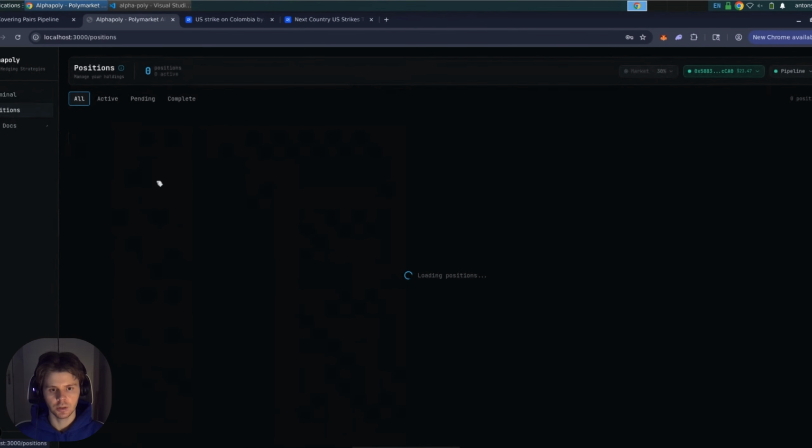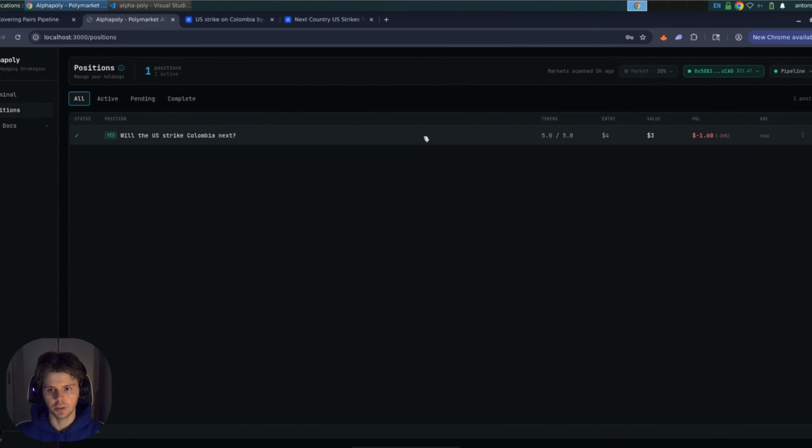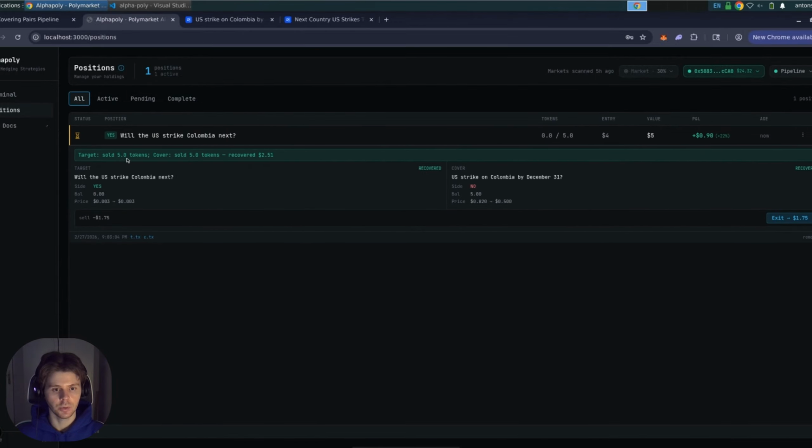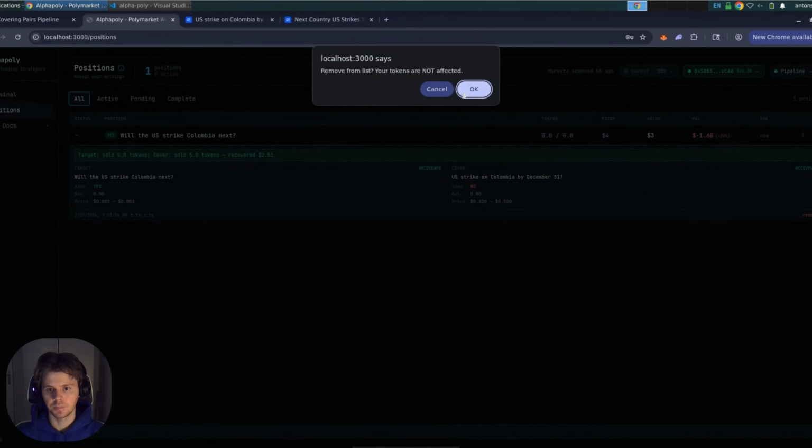Let's go to positions and check our position. Here we can see the target market and how many tokens of this market and the second market. Let's exit. We sold both tokens and the balance is 0 now. We can remove this position.